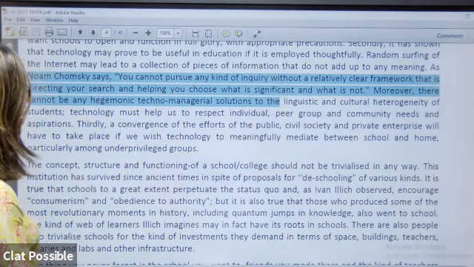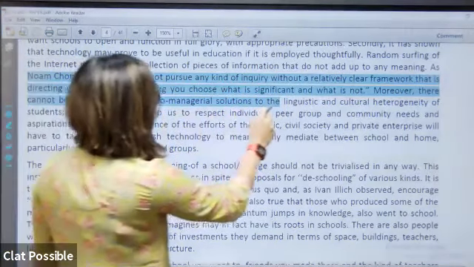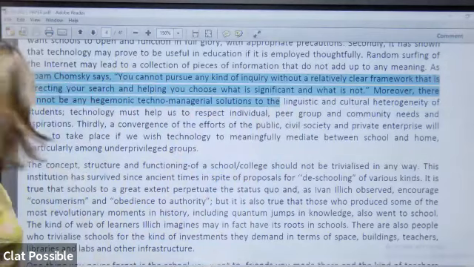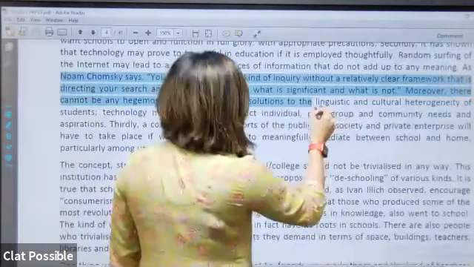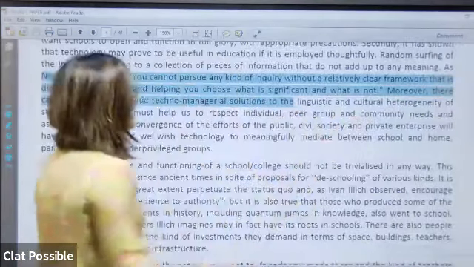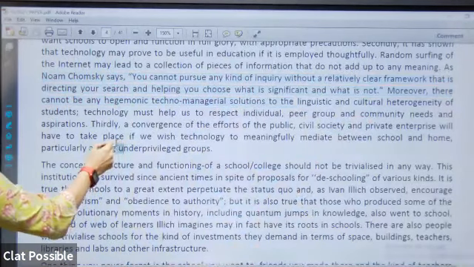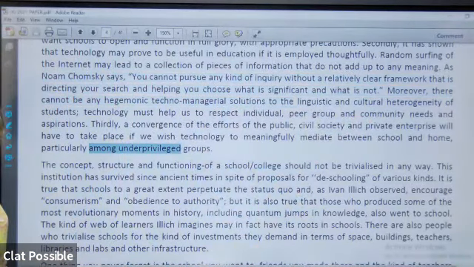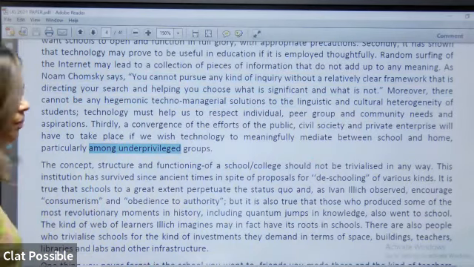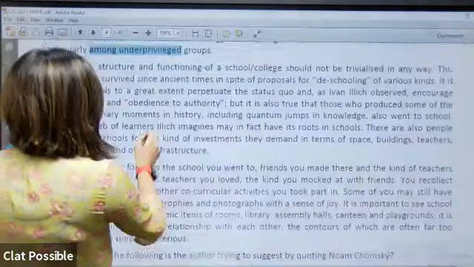And naturally there cannot be any hegemonic techno-managerial solutions. So what is this techno-managerial solutions to the heterogeneity of students? So heterogeneity of students basically means diversity. So there cannot be a one-stop solution, right?